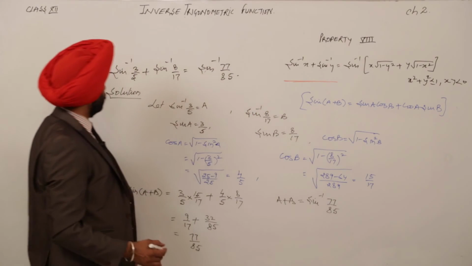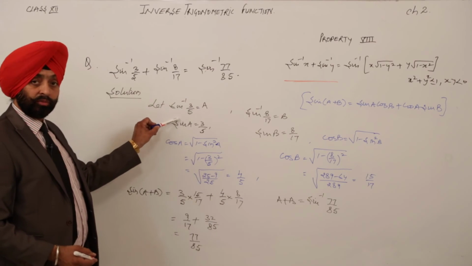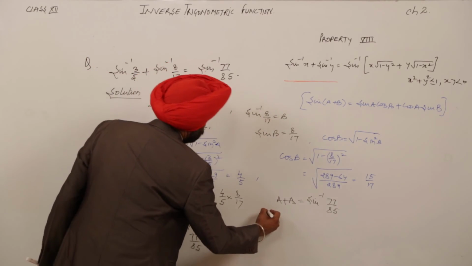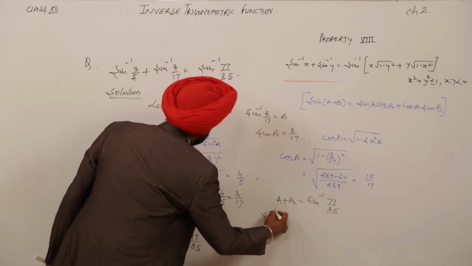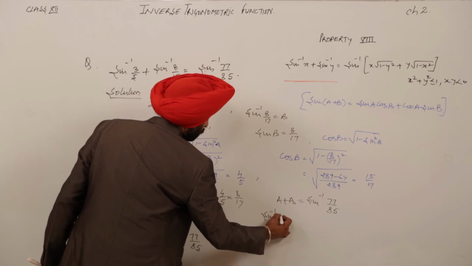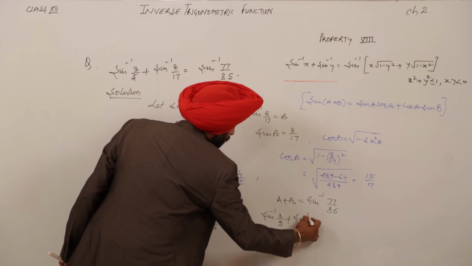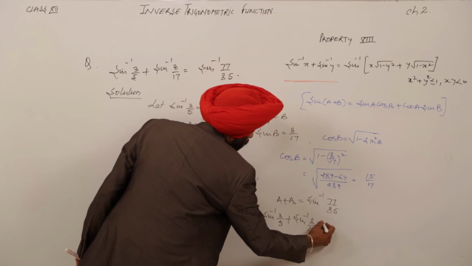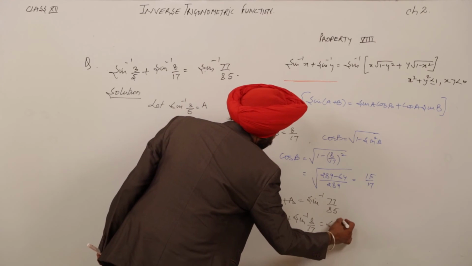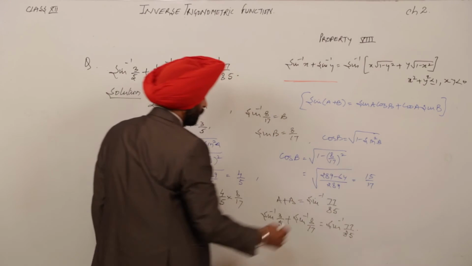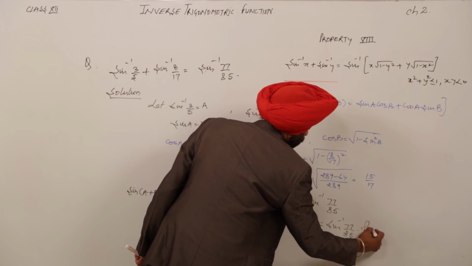and what is a? A is sin inverse 3 by 5. What is b? B is sin inverse 8 by 17. So we can write sin inverse 3 by 5 plus sin inverse 8 by 17 is equal to sin inverse 77 by 85. Okay, so this is proved.